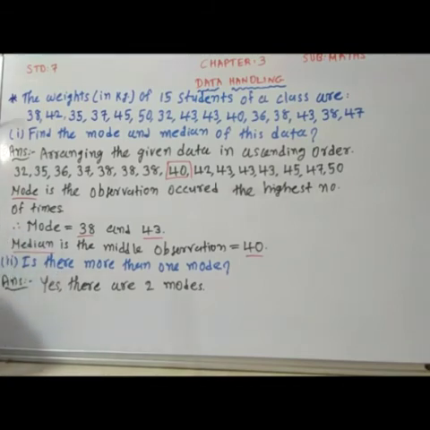Now mode. Mode is the observation that occurred the highest number of times. So here 38 and 43 occur 3 times. So mode is equal to 38 and 43. And the median. Median is the middle observation and it's 40. How? Because it has 7 terms on the left side and 7 terms on the right side. So 40 is the median for the given data. Now the second one, is there more than one mode? Yes, there are 2 modes. One is 38, one is 43.